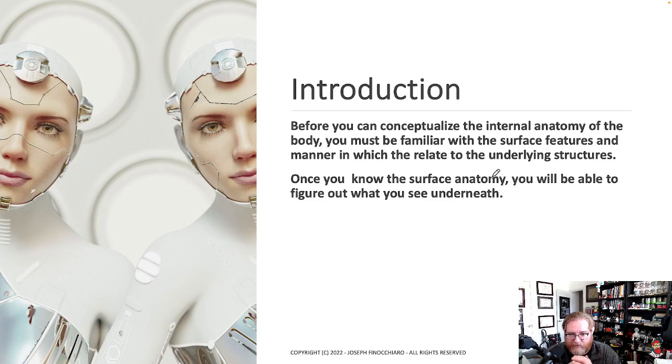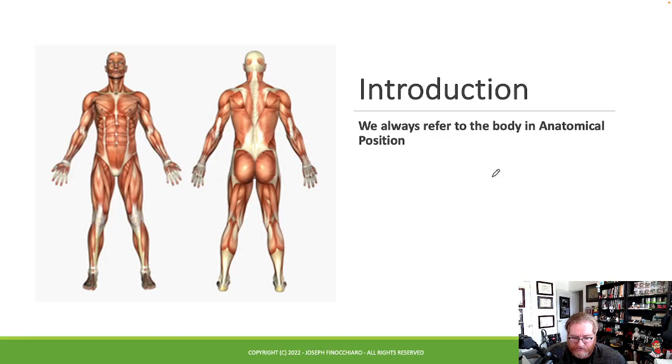So before we can think about the internal anatomy of the body, we need to visualize where things are and what might be underneath. Once you understand the surface anatomy and where you're looking, you should be able to figure out what is happening underneath there with some reasonable education.